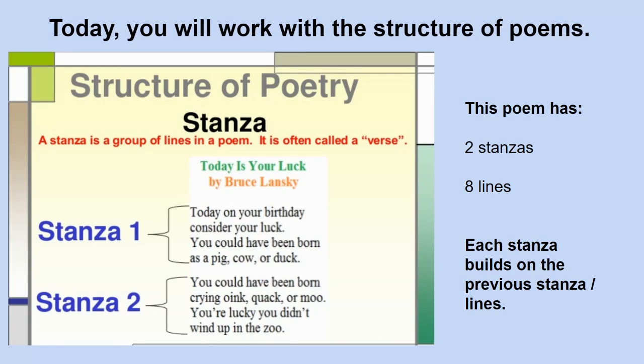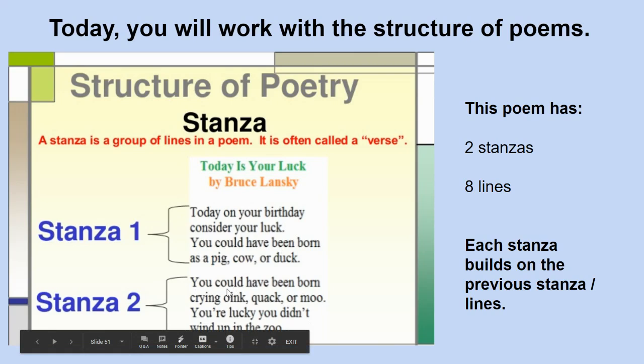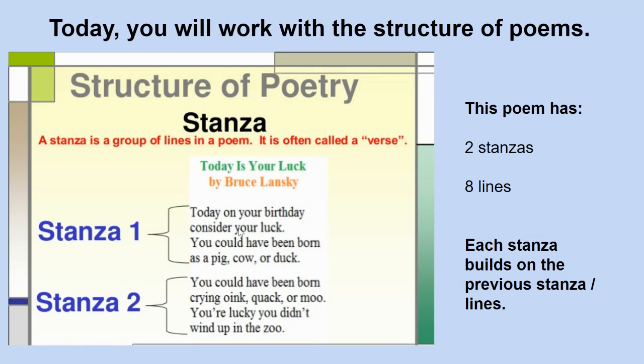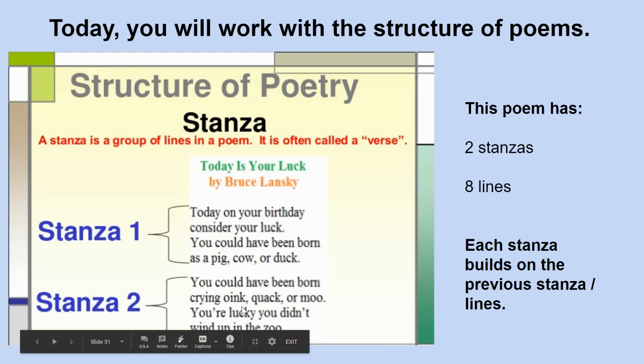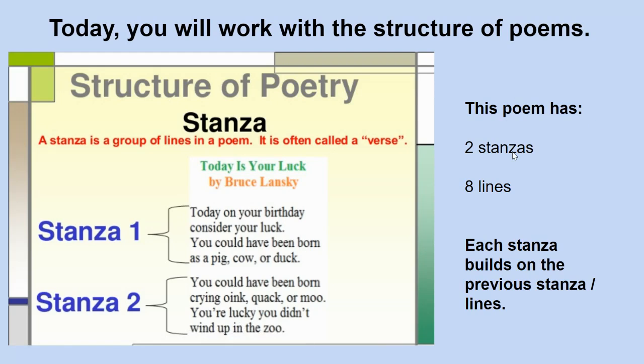Today we're going to be working with the structure of poems. Poems are structured with stanzas and lines. A stanza is a group of lines in a poem. If we look at our poem here, Today is Your Luck, I see two groups of lines that are separated with a space. Stanza 1 has 1, 2, 3, 4 lines, and stanza 2 has 1, 2, 3, 4 lines. This poem then has two stanzas with a total of 8 lines.